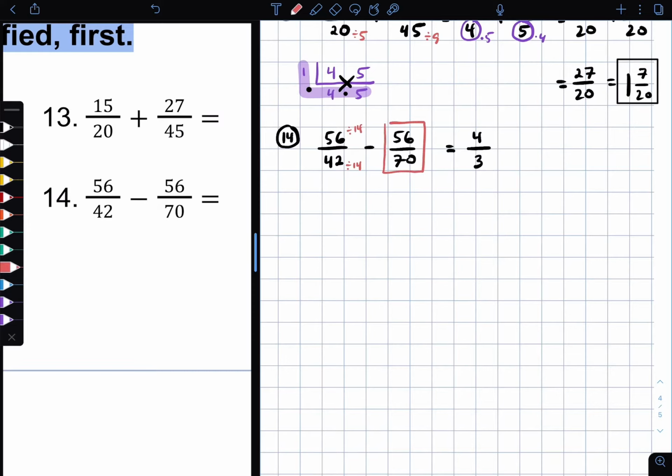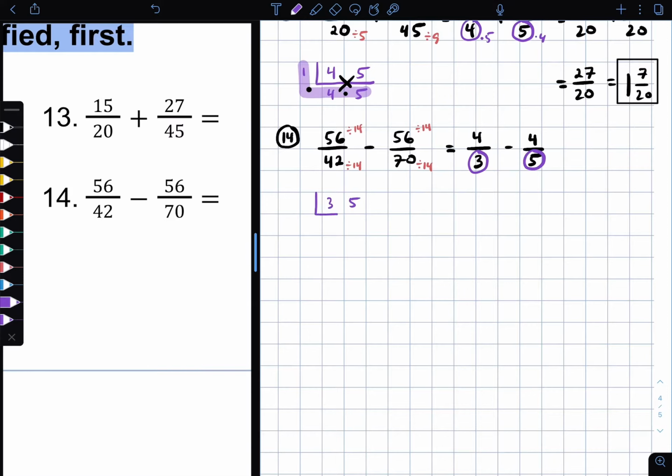56 over 70, I think you can divide them both by 7, right? And then you would get 8 over 10, which you can divide by 2. So you can divide these by 14 as well. I think that's also their GCF. So divide by 14, divided by 14. And so you would get minus 4 over 5. Okay, so it's 4 over 3 minus 4 over 5. Okay, so instead of finding when 42 and 70 meet, we're going to find when 3 and 5 meet for the first time. Okay, and that's a lot easier to do, I think.